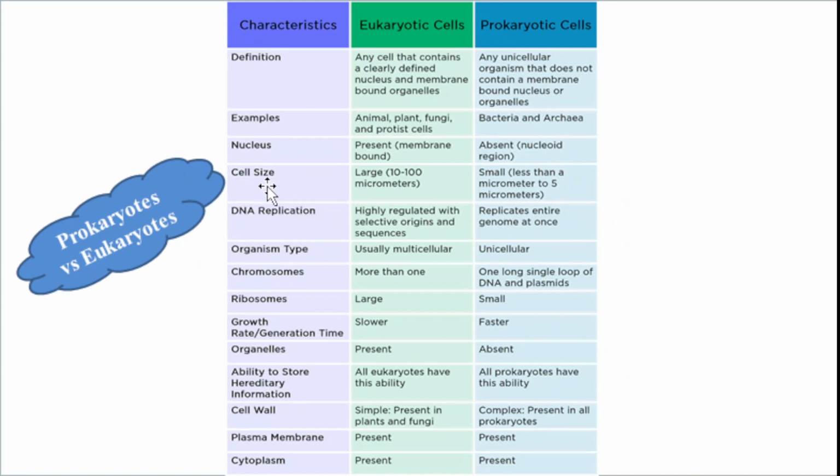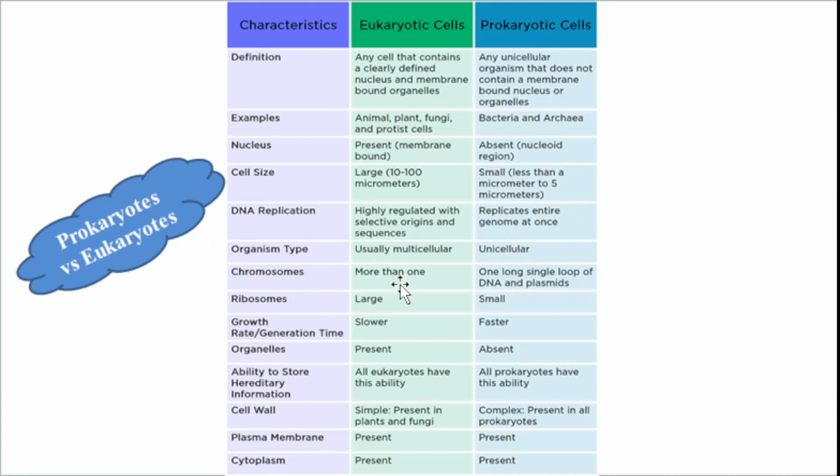Next is DNA replication. DNA replication in eukaryotic cells is highly regulated, with selective origins and sequences. But in prokaryotic cells, the entire genome is replicated at once, meaning one complete replication of the whole genome. Organism types: eukaryotic cells are usually multicellular, but may also be unicellular. But prokaryotic cells are always unicellular.